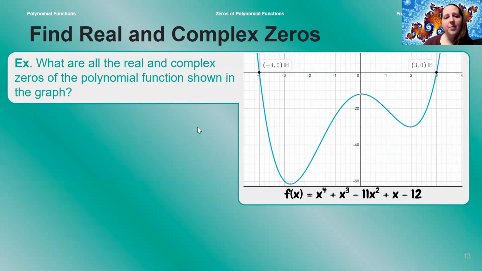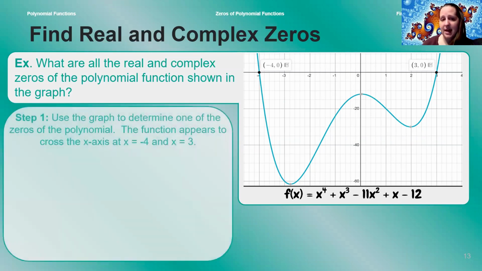So what are the real and complex zeros of the polynomial function shown in the graph? If I have x to the 4th plus x cubed minus 11x squared plus x minus 12. So this is a polynomial with a degree of 4. I can see from my graph that I have 2 zeros that cross the x-axis, okay, at x equals negative 4 and at x equals 3.